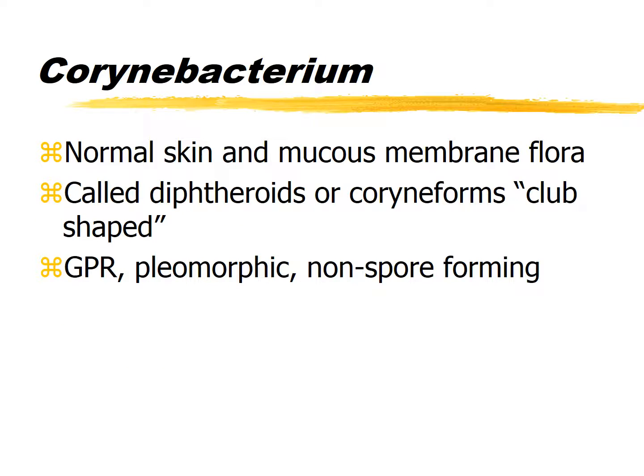Corynebacterium is normal skin and mucosal flora. You'll also hear us call them diphtheroids or coryneforms, which means club-shaped. They're gram-positive rods that are pleomorphic in shape, and they do not form spores. On a gram stain they look like a long cylinder, a tube, with maybe a blip on the end that gives it that club appearance.